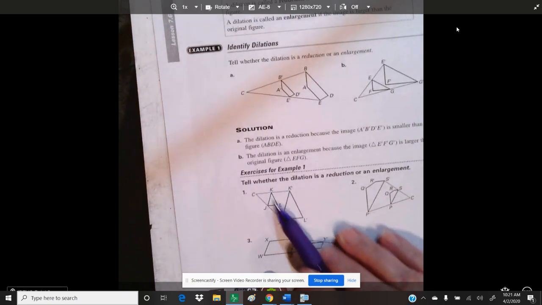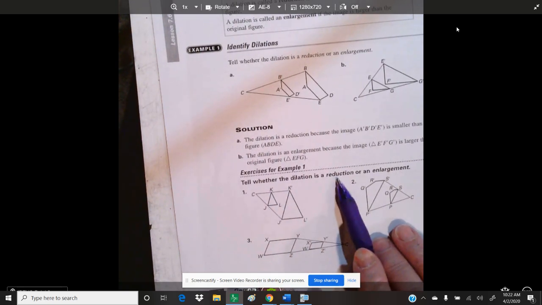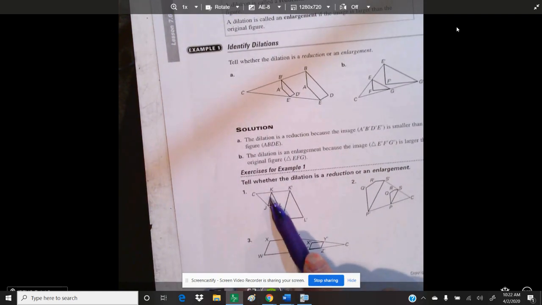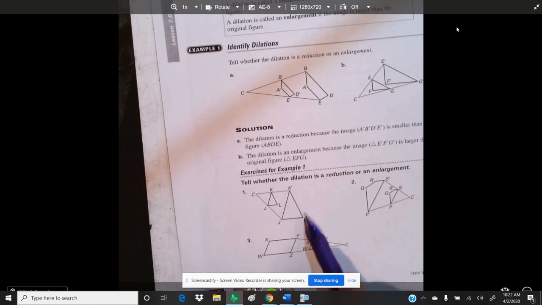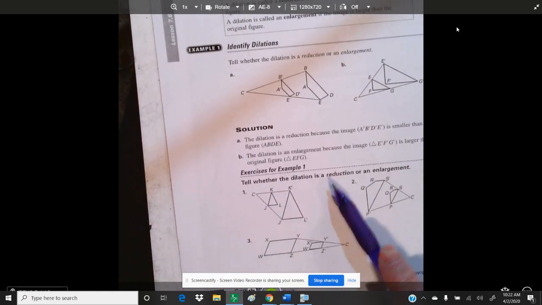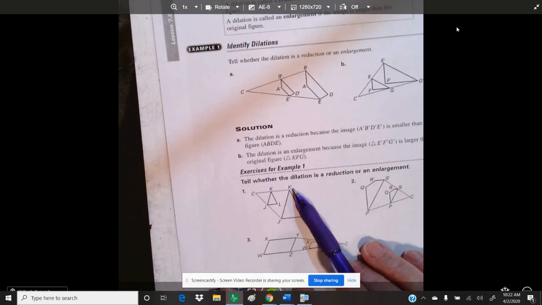And here on number 1, they give you these two triangles. And they're asking you, is it a reduction or an enlargement? And so you have to look at the letters. So the JKL that don't have the little tick marks next to it, that is like your original triangle. That's the first triangle. And then the one with the little tick marks is like your second triangle. They call that K and K prime.